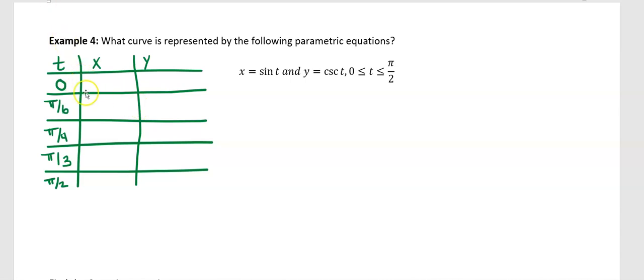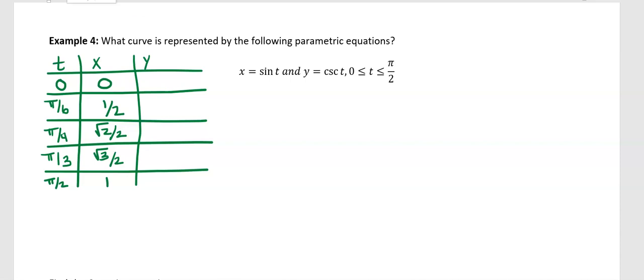Now that we know what our t values are, I would suggest evaluating for the x first, since that's just the sine function, and then we can worry about the cosecant in just a moment. So the sine at 0 is 0. The sine at pi over 6 is 1 over 2. The sine at pi over 4 is square root of 2 over 2. The sine at pi over 3 is square root of 3 over 2. And the sine at pi over 2 is 1. So this is giving us good practice in our unit circle.